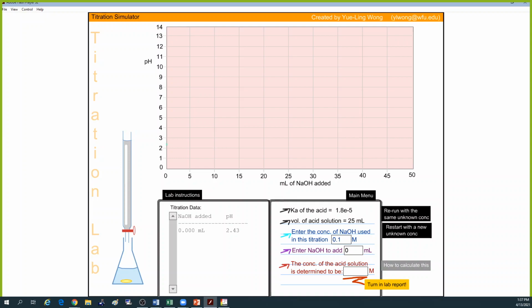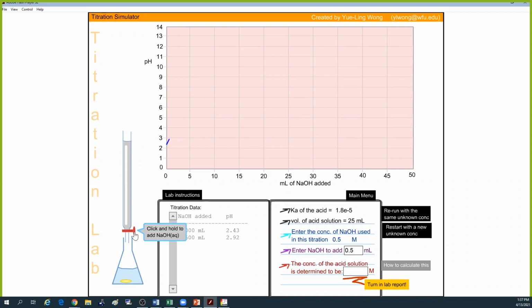So I'm going to change the concentration of base to 0.5 molar, and then we're just going to add it. And let's see if we can figure out what the concentration of the acid is. That's what we don't know. We know we're testing 25 milliliters of the acid. We just don't know what the concentration is.